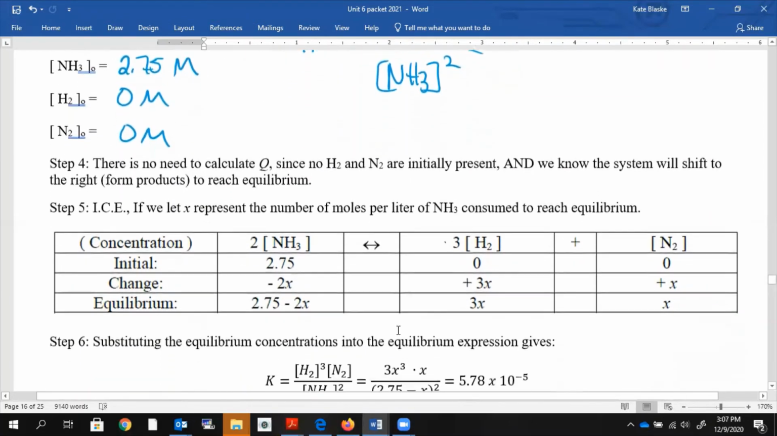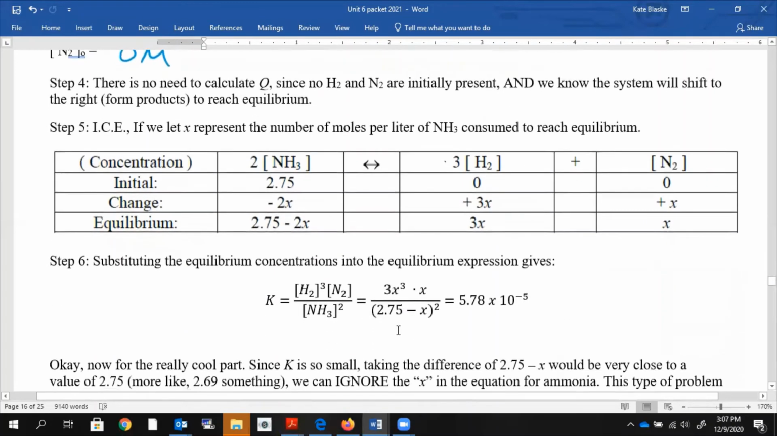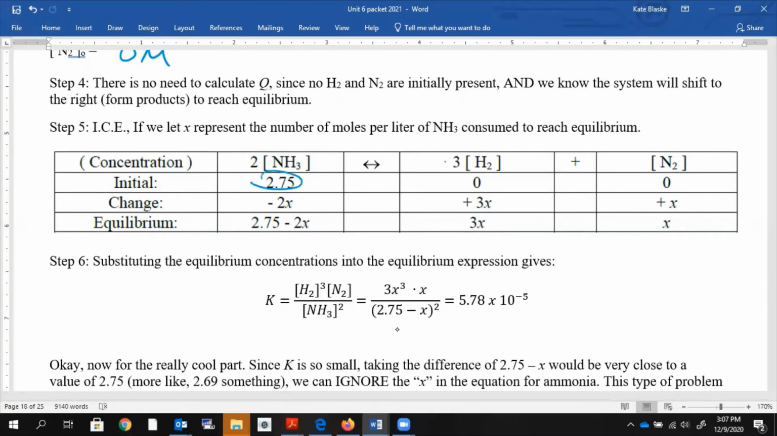So I know that that's going to be smaller than my given K. Here's my ICE chart. Again, there's my balanced equation. Initial concentration of ammonia is 2.75, and the initial concentrations of hydrogen and nitrogen are 0. I am shifting away from my reactants and towards my products, so I got the pluses and minuses there.